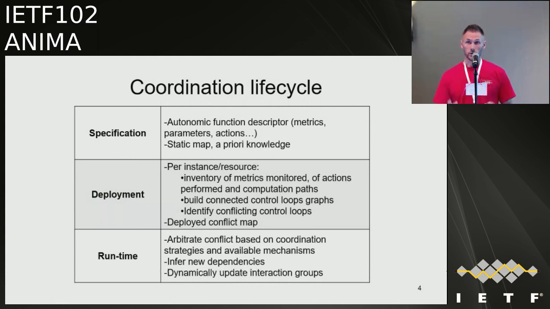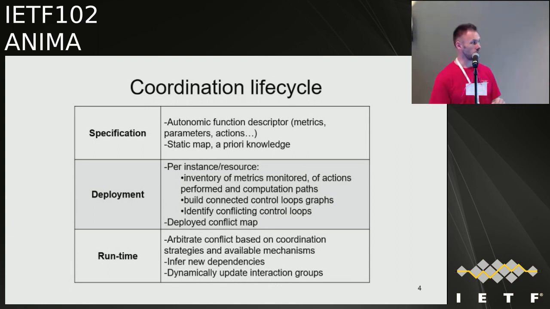There is a kind of coordination lifecycle also with 3 times or 3 steps. At specification time, you can already identify, through the function descriptors, what metrics, parameters, or functions the function is using. So you can already develop what we call a static map. So it's a priori knowledge about what will be the interactions if you deploy such functions. Then there is the deployment time when you actually want to deploy the software on the different resources. There you have a more detailed knowledge and view about the potential conflict map. So this is the deployed conflict map, but it's still not running instances.